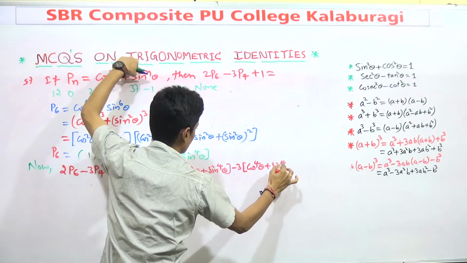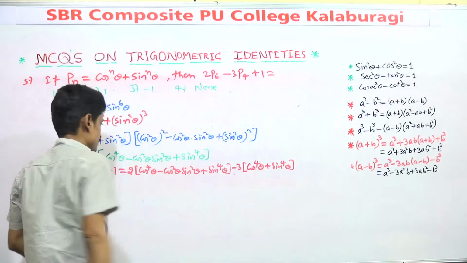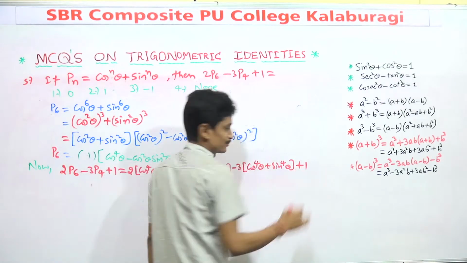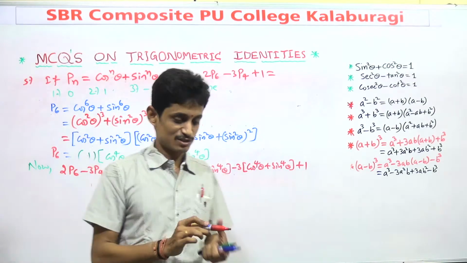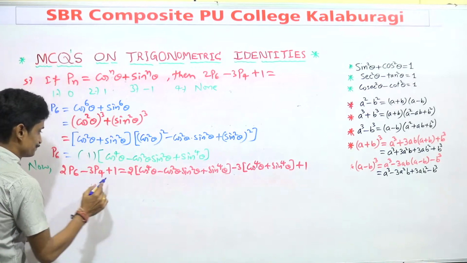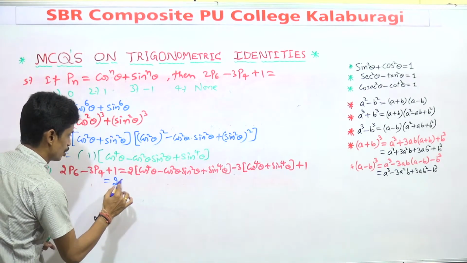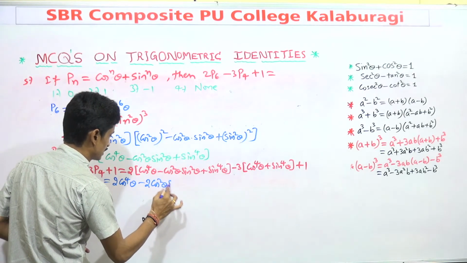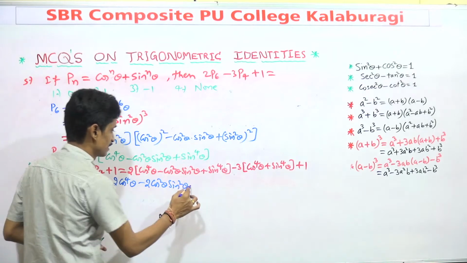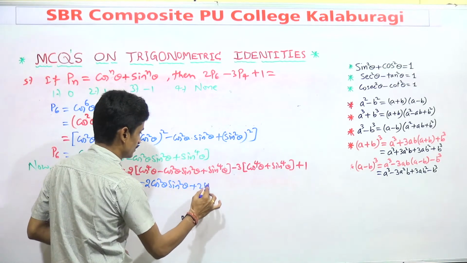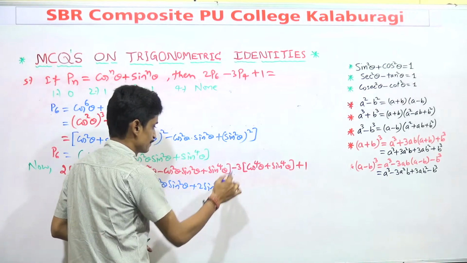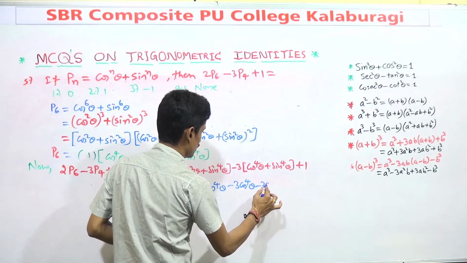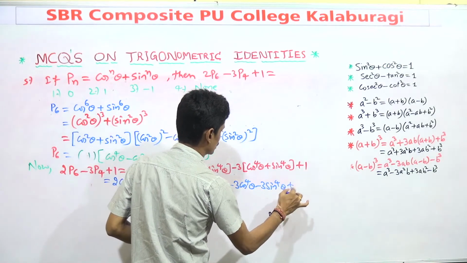Plus sin power 4 theta. It's very simple. Next, plus 1, remaining constant, I will write 1. Just remove the bracket. One standard step we will get, that is 2 cos power 4 theta minus 2 cos square theta sin square theta plus 2 times sin power 4 theta, removing the bracket, minus 3 cos power 4 theta minus 3 sin power 4 theta plus 1.